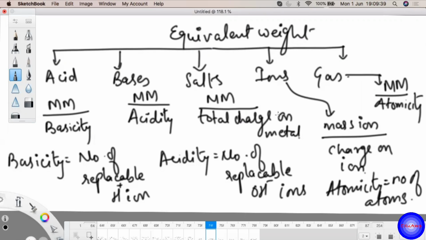Ma'am, please help me in finding this formula. Which formula? What is the formula for potassium permanganate? KMnO4. Potassium permanganate is KMnO4. Is it a base, ma'am? No, it is a salt.